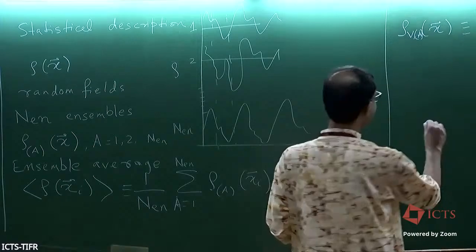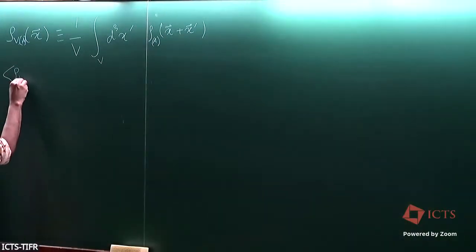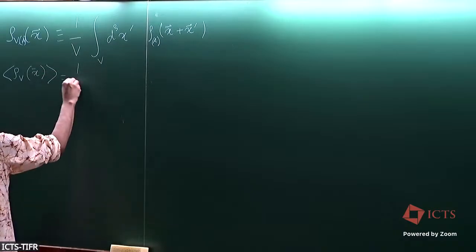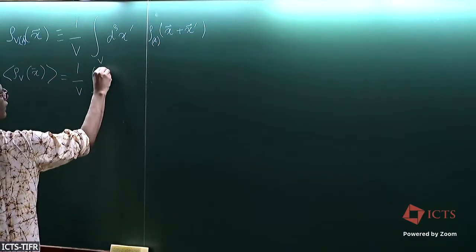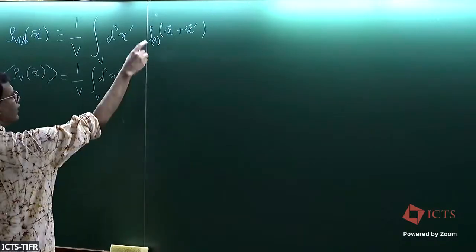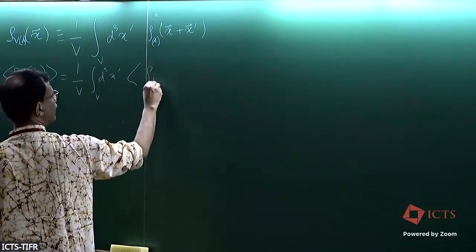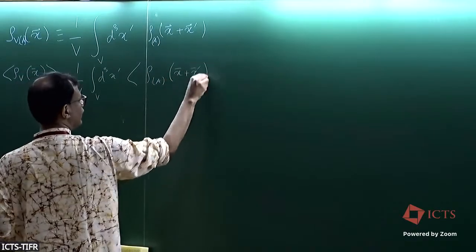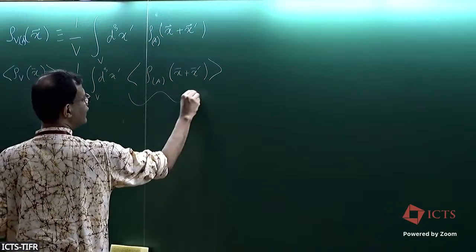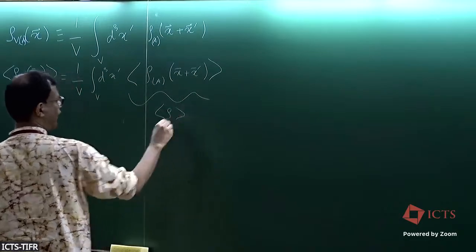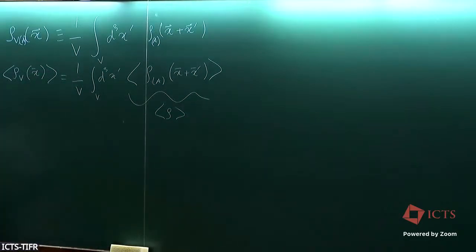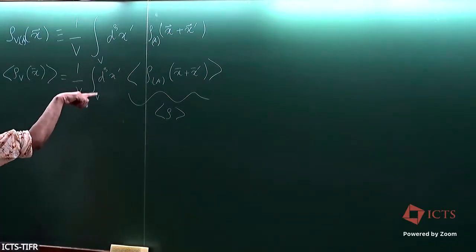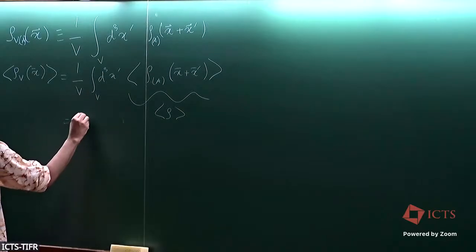The first thing we see is that suppose I take the ensemble average of this quantity. This will be 1 by V, integral d cube x prime over V, and then I will take an ensemble average of rho at x plus x prime. But this quantity is simply rho average, which does not depend on the position. So it comes out of the integral, and you will do the volume integral, which will give you V. So this will be rho.